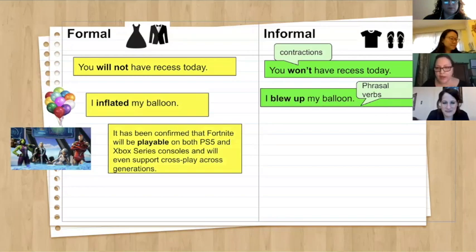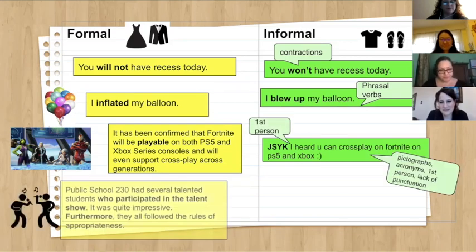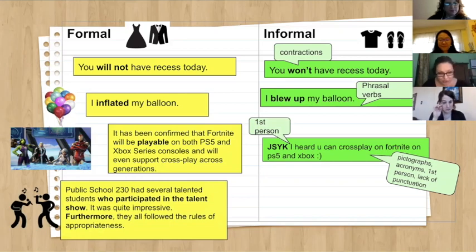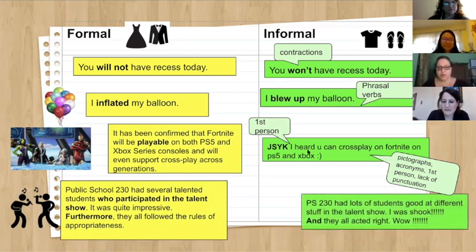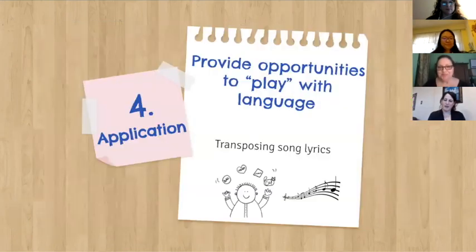Since my students love Fortnite and they're gamers, this is from an article on Fortnite, and this is the text that someone said. I had no idea what JSYK meant. I learned that myself, just so you know. "I heard you can play crossplay on Fortnite on PS5 and Xbox, smiley face." And we talk about these two forms of communicating juxtaposed. And finally, this was from a flyer after our talent show at PS 230. This was a student comment. The student used slang, simple sentences, informal connecting words, and excessive punctuation, all the things we talked about on our chart. And once again, I validate that this is one way of communicating and formal is another, and they're both okay, but you have to know when to use them.